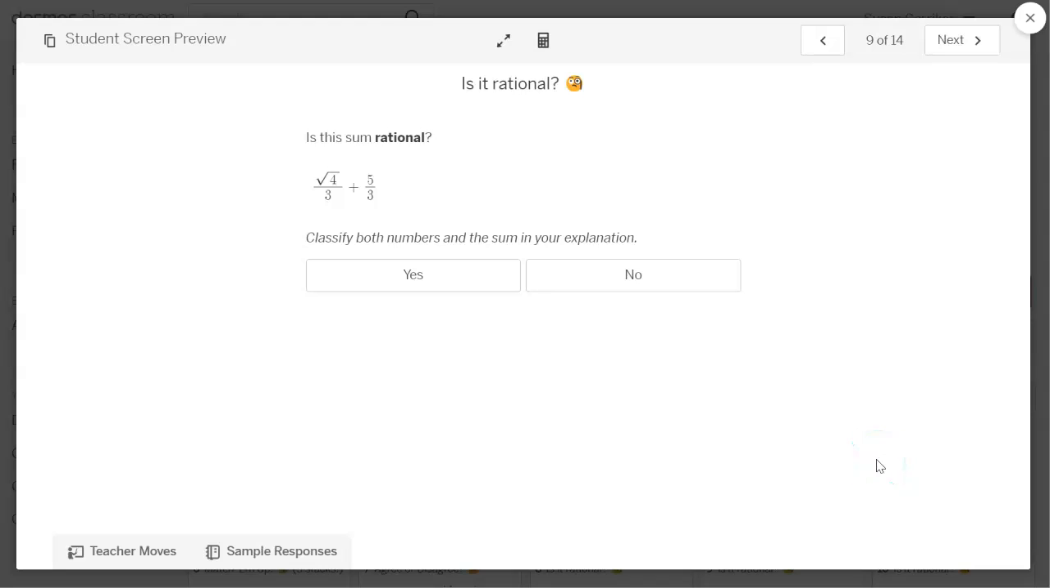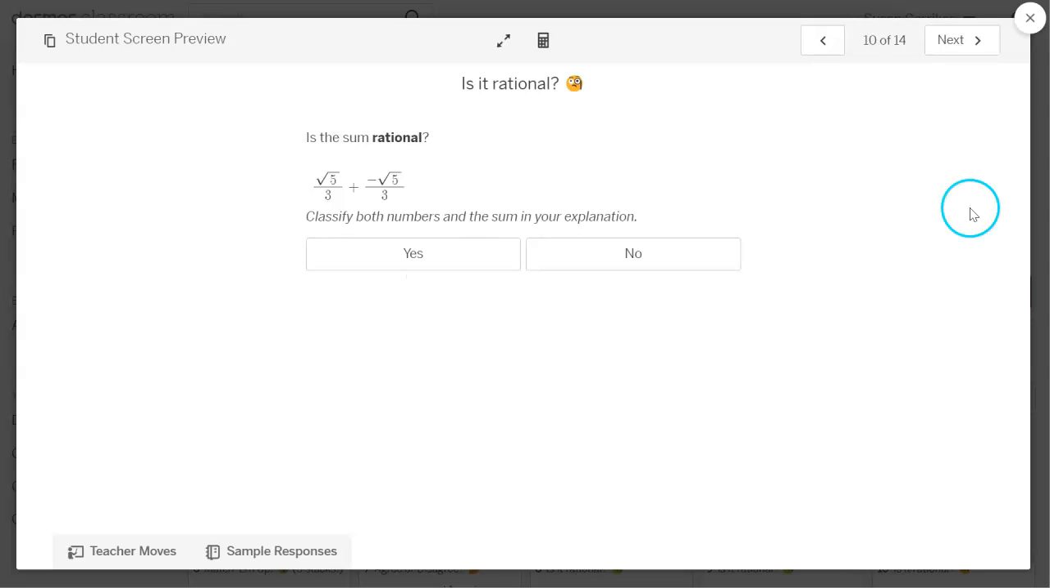Is this sum rational? The square root of 4/3 plus 5/3. Once they've chosen yes or no, then they need to explain what both of the numbers are individually and what the sum is. On the next screen, they want to know if the sum is rational. Classify each of the numbers and then classify the sum in the explanation. Is this sum rational? And then this one says, is the product irrational? So we've gone from adding the numbers to multiplying the numbers. And again, we're multiplying two numbers. Classify each of the numbers and then classify the product.